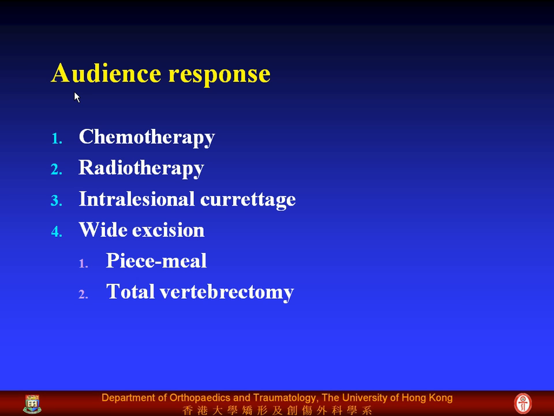So we decided to do a wide excision. You would want to do it piecemeal. This is a combined anterior and posterior element involvement. Technically, it would not be easy, but we'll try to do a total vertebrectomy.